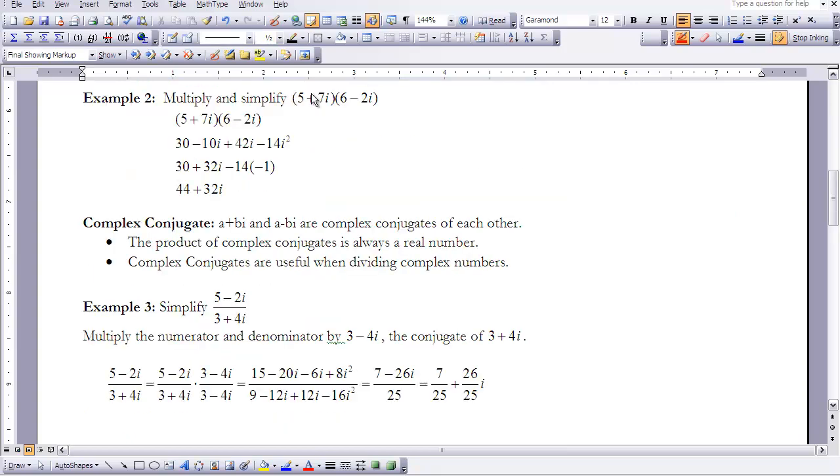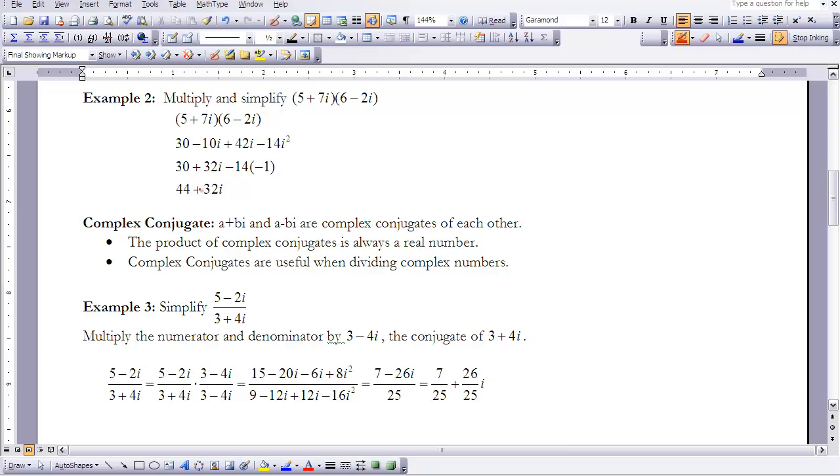When we look at example 2, we want to multiply and simplify. So we want to distribute our 5 through the 6 minus 2i. So that would be 30 minus 10i, and then we're going to distribute the 7i. So 7i times 6 is 42i, and that would give us a negative 14i squared. We know that i squared is a -1, so let's go ahead and simplify what we can. 30 and a positive 14 would make 44 plus 32i.